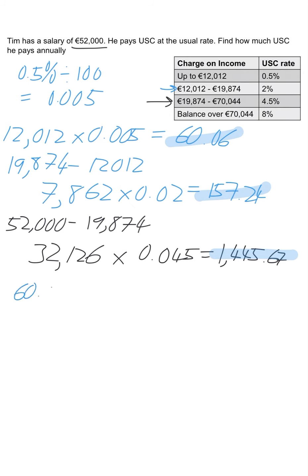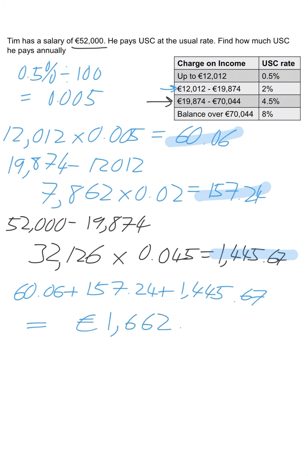So now we need to add up all of these to get the total USC he pays annually. So €60.06 plus 157.24 plus 1,445.67, and when we add up all those, we get €1,662.97. So that's how much USC Tim pays annually.